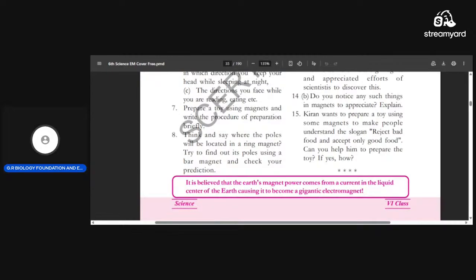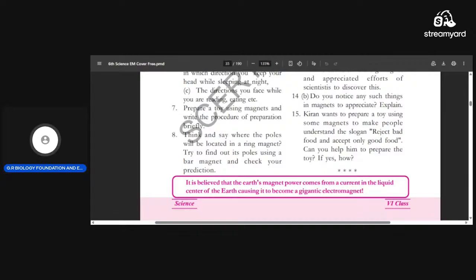Prepare your die using the magnets and write the procedure of preparation briefly. So attraction and repulsion by using these magnetic properties, you can prepare a toy. So opening and closing are moving up and down like sieving, oscillatory motions. Anything you can make, already we discussed, like butterflies opening and closing.